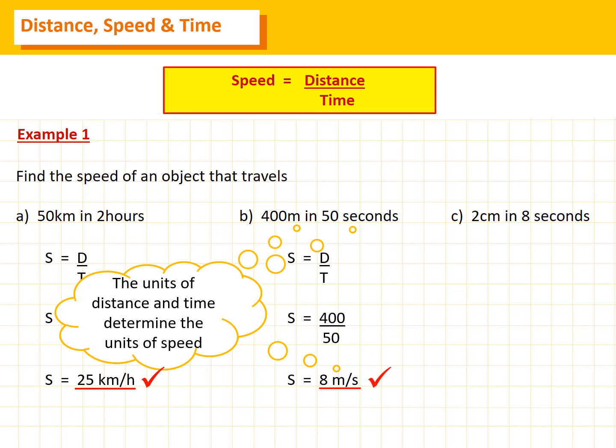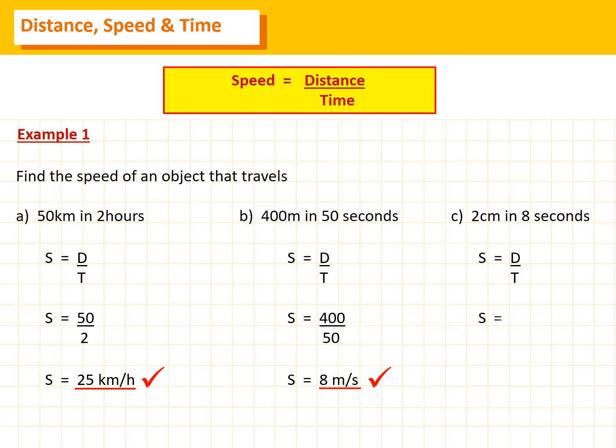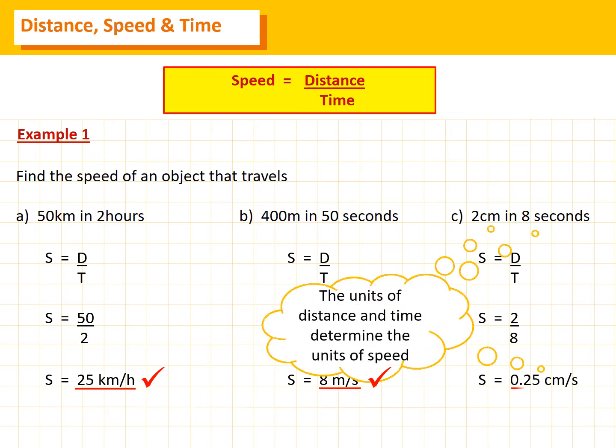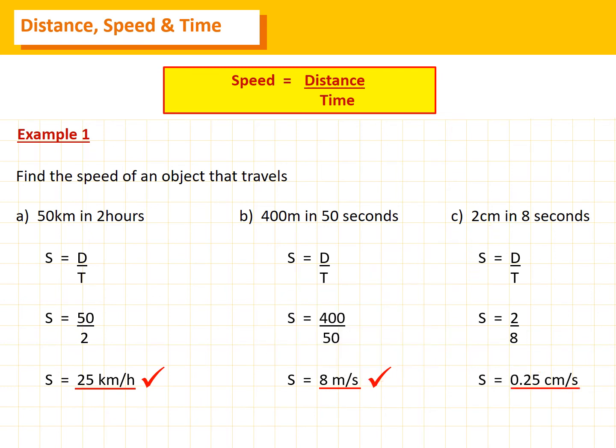And in example C, can we just think what the units are going to be before we do the calculation? Well, the distance is centimeters, the time is in seconds, so it will be centimeters per second. Distance divided by time, 2 divided by 8, 0.25 centimeters per second.